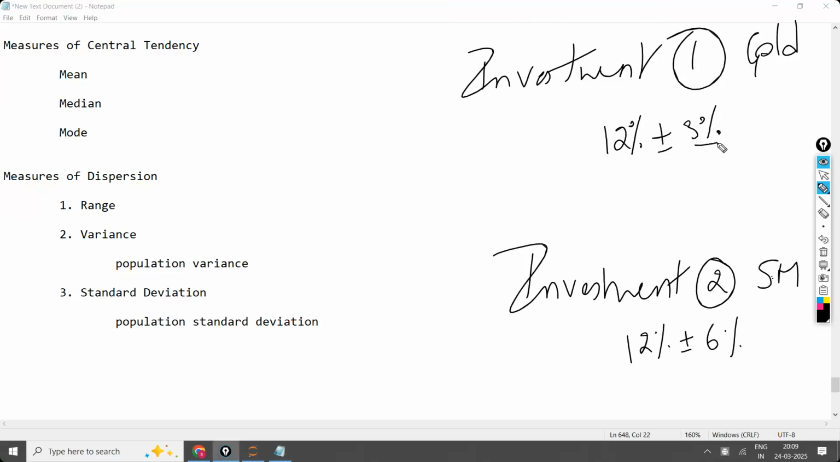This is the standard deviation, and 12 is the mean value. To the mean, I am adding the standard deviation. In both cases the average return is 12, but in gold the deviation is less and in the stock market the deviation is high. So in gold you can get a minimum of 9 to a maximum of 15. If your time is good, you get plus 3%; otherwise minus 3%, so 9 to 15. Here, it is 6 to 18.